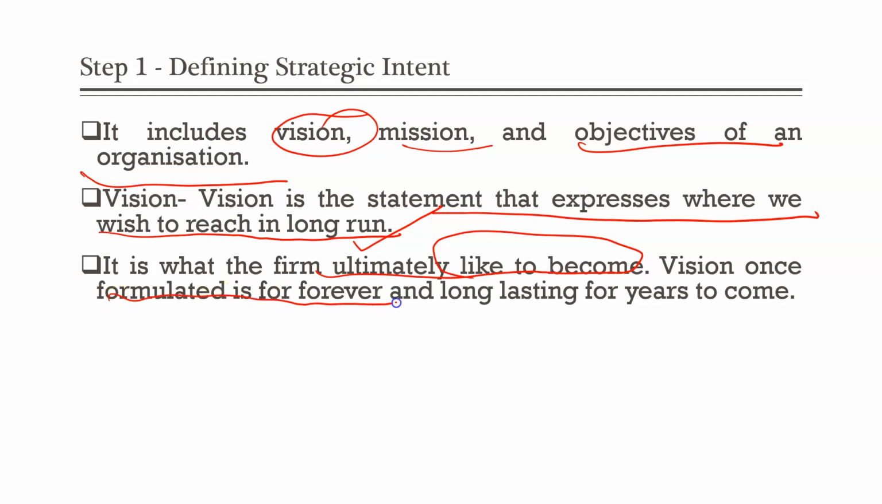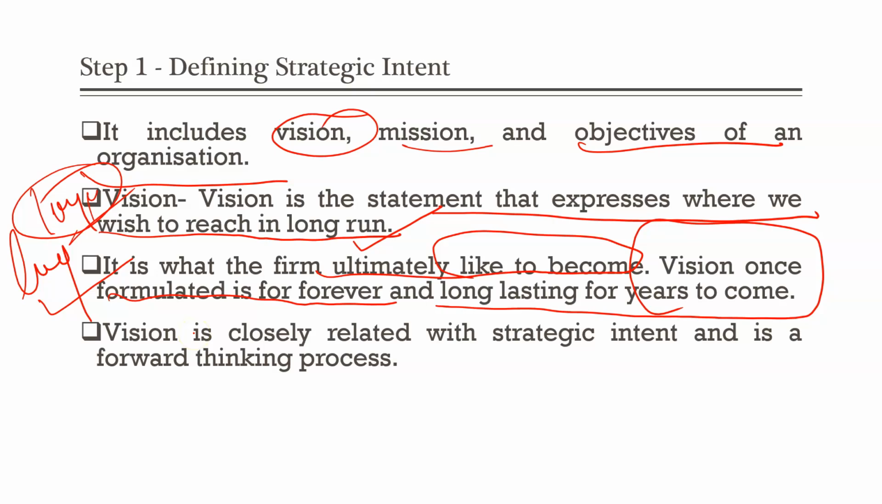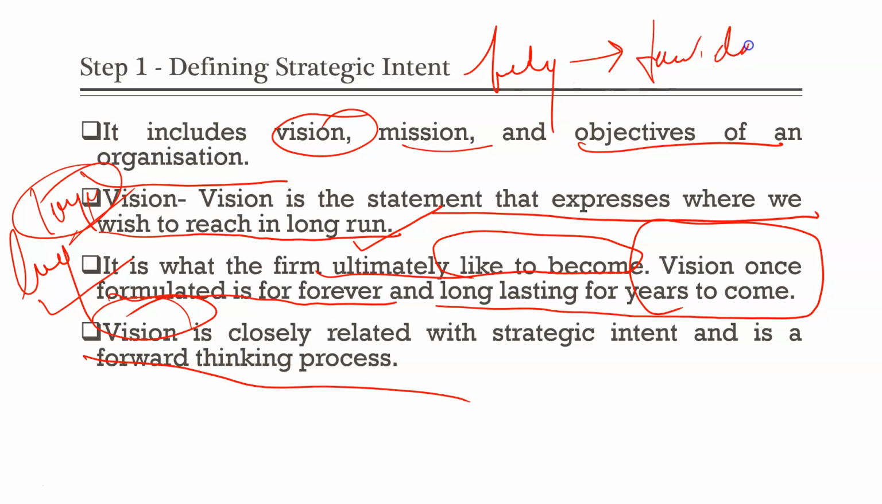Once formulated, it is meant to be long lasting, for years to come. Since we are creating it for a longer period of time, 10 years, 20 years, it will most probably be consistent for that period. In a nutshell, vision is all about the forward-thinking process. That means that today you're thinking about tomorrow and the day after tomorrow also, right?